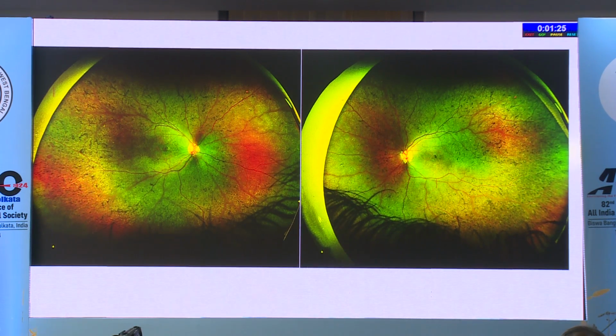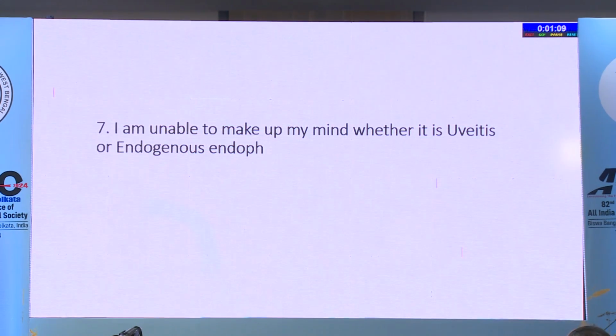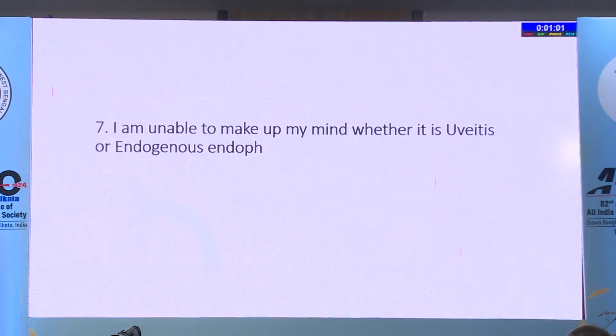So if you are confused, if you think there is an intermediate uveitis happening in the backdrop of dystrophy, please refer this patient to a higher center, because this is the patient with CRB1 mutation that was being treated as uveitis. Seventh is I am unable to make up my mind whether it is uveitis or endogenous endophthalmitis.